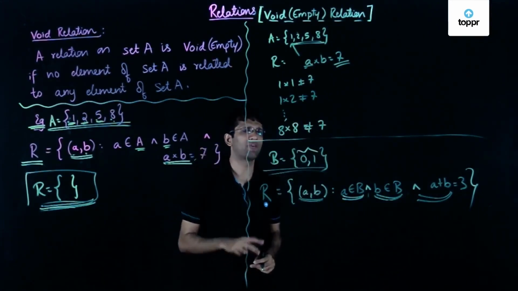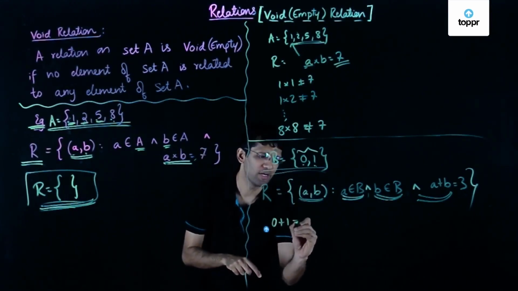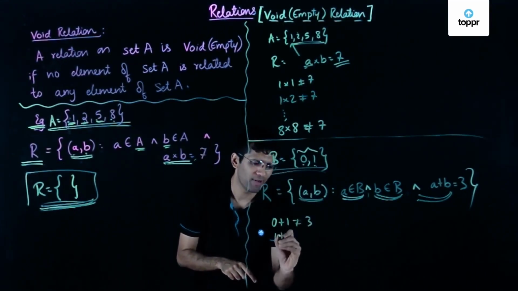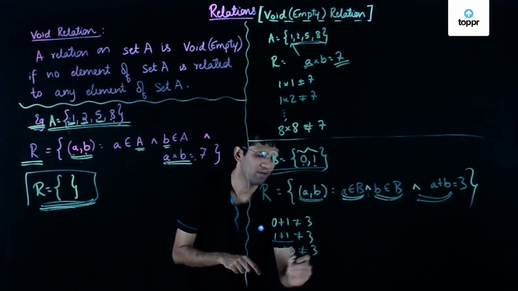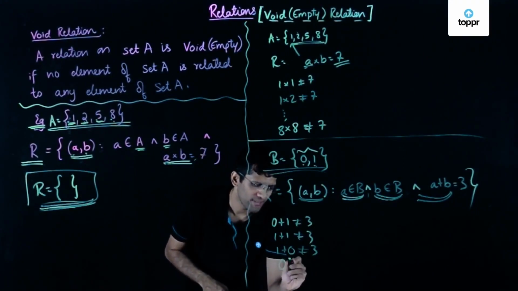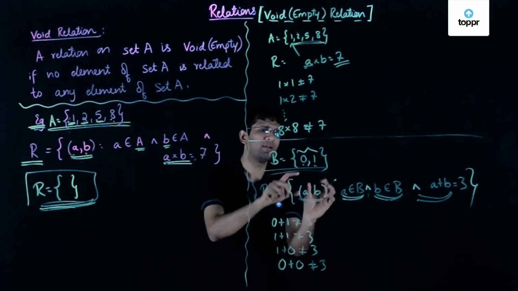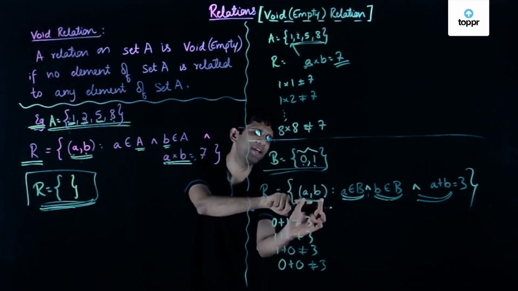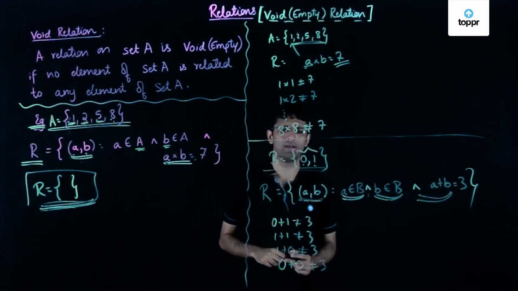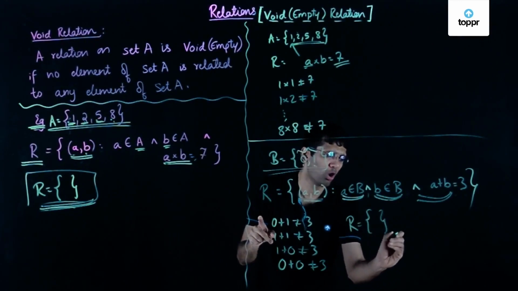Now if you form any combination of these two numbers, if you write 0 plus 1, it will not give us 3. If you write 1 plus 1, it will not give us 3. If you write 1 plus 0, again it will not be 3. And finally, combining 0 with itself also will not give us 3. And so we cannot find a single ordered pair here such that their sum gives us a 3. And so R in this case will be a set consisting of no ordered pair.